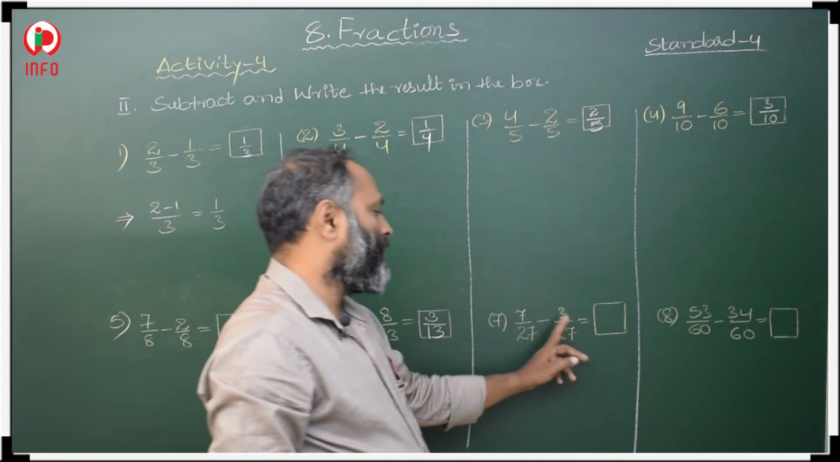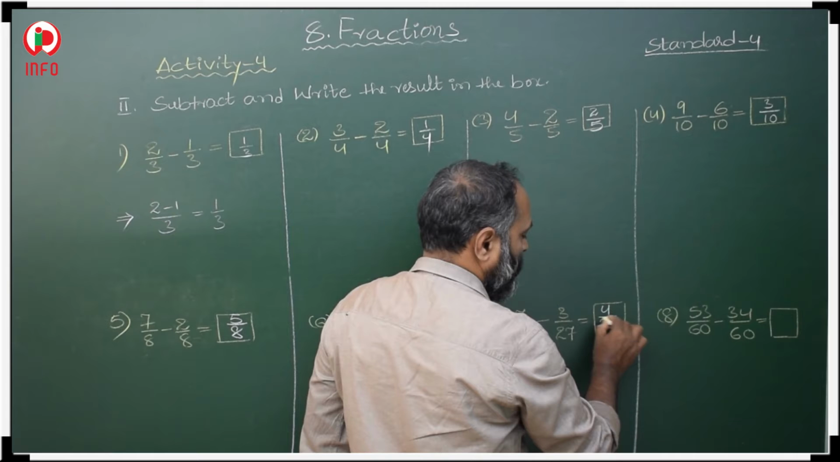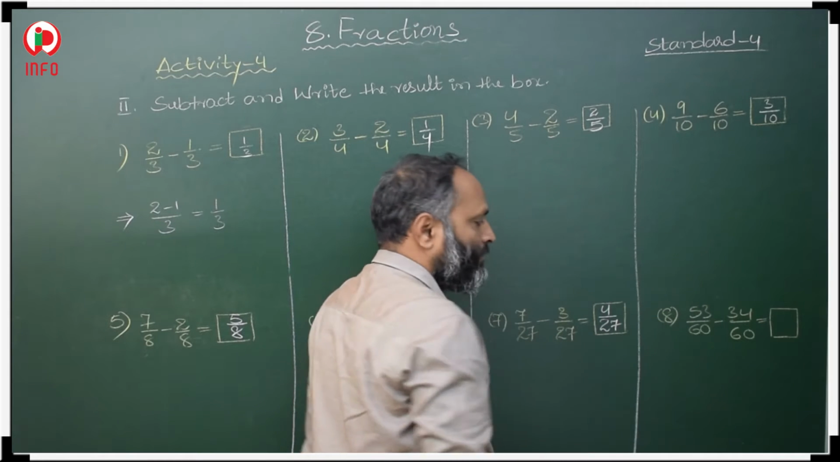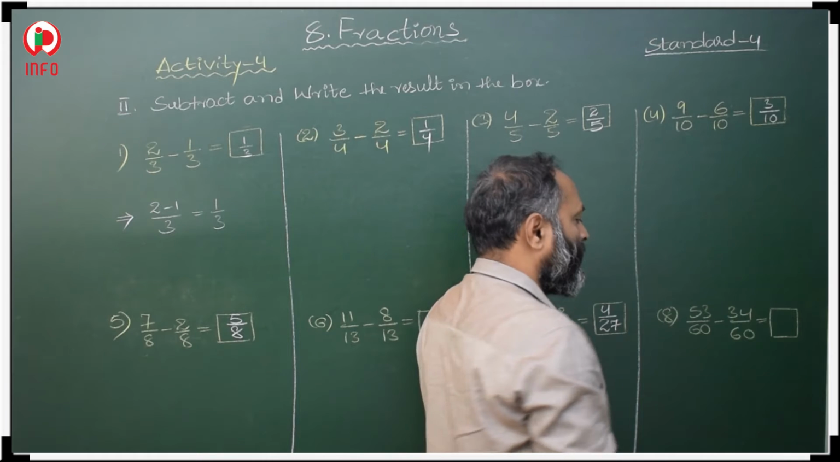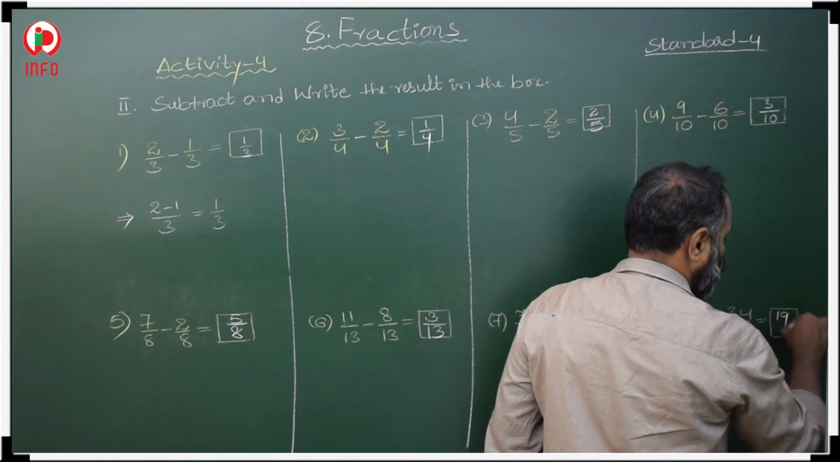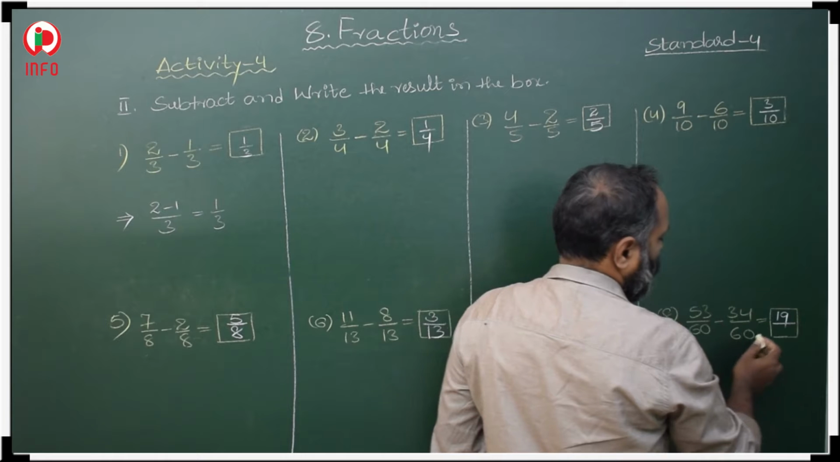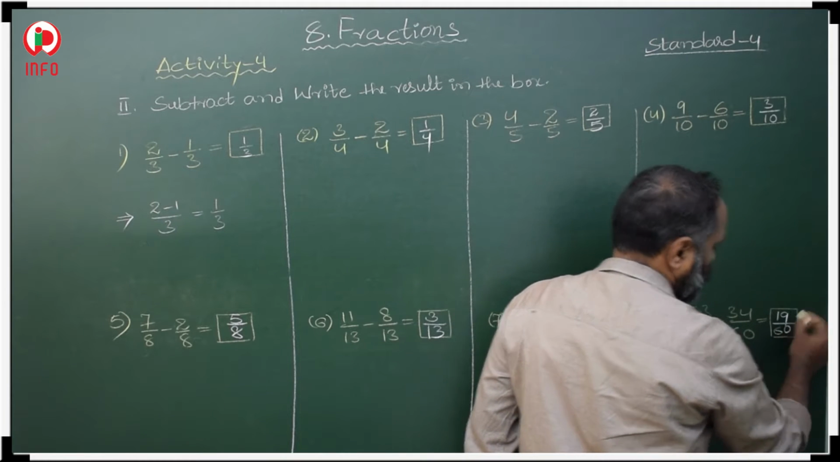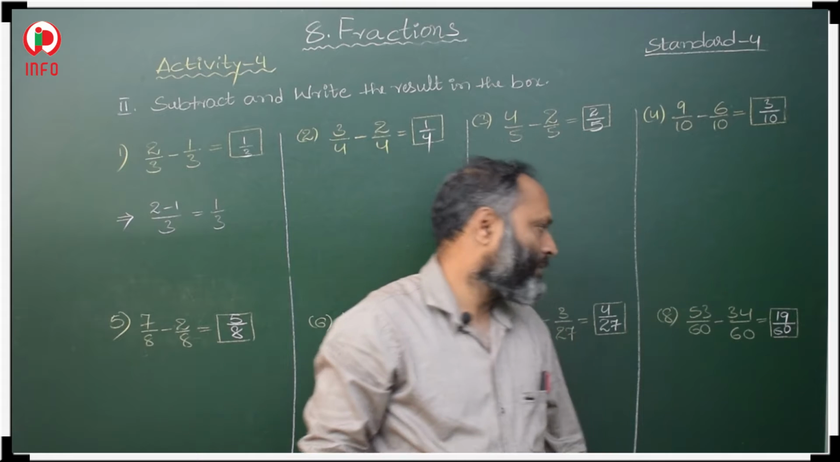Then difference of the numerators, 7 minus 3 is 4, by common denominator 27. Then difference of the numerators, 53 minus 34 is 19, 19 by 60, common denominator 60. Okay. So, in this way we have to subtract.